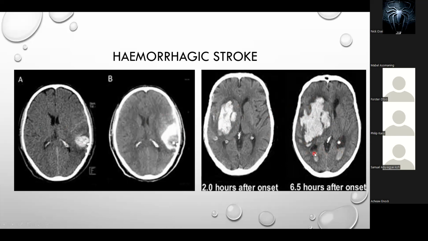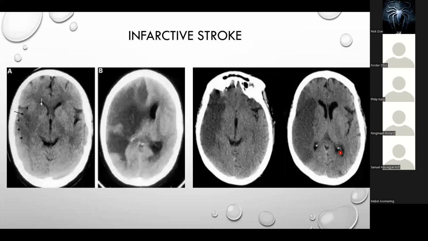Can you see the blood in the ventricle here? I see the level here. It's up here, and the blood has collected. Can you all see? Yes, doc.